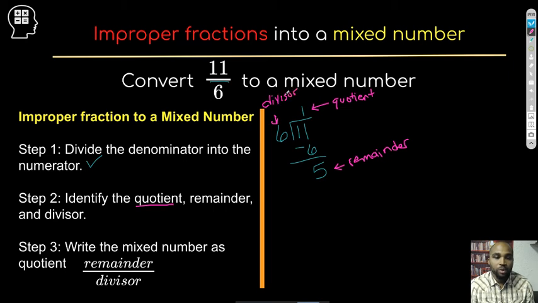So remember what we're trying to do. We're trying to take this into a mixed number. A mixed number is a whole number next to a fraction. That's how it should be set up. So how is this going to help us do that?